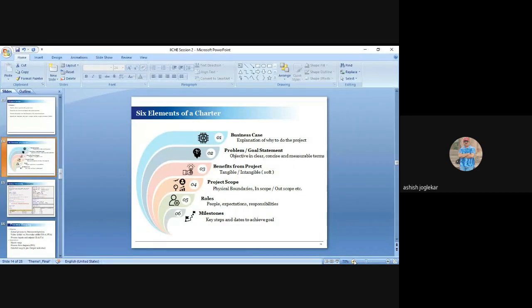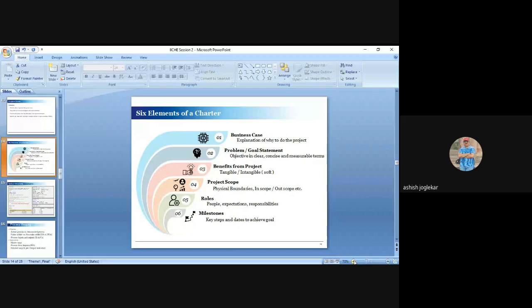So a project charter, we'll see the example, but we'll just go through the 6 elements of charter. One is the business case, that is why the project is to be done. Then second is the problem or goal statement, stating where we are now. Problem is where we are now, so we have to define clearly what the problem is. Then benefits from the project, that is what we are going to achieve and what will be the benefits.